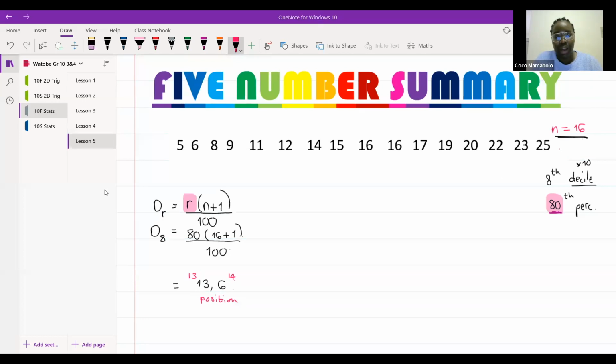So this is 1, 2, 3, 4, 5, 6, 7, 8, 9, 10, 11, 12, 13. 13 is 20 and the 14th one is 22. Now, we need to find the number in between these two. What is the number between? 21, correct. So if this whole test in the class was out of 25, if you got 21 out of 25 for the class test, Slay Queen, that means you did better than 80% of your peers in your class.